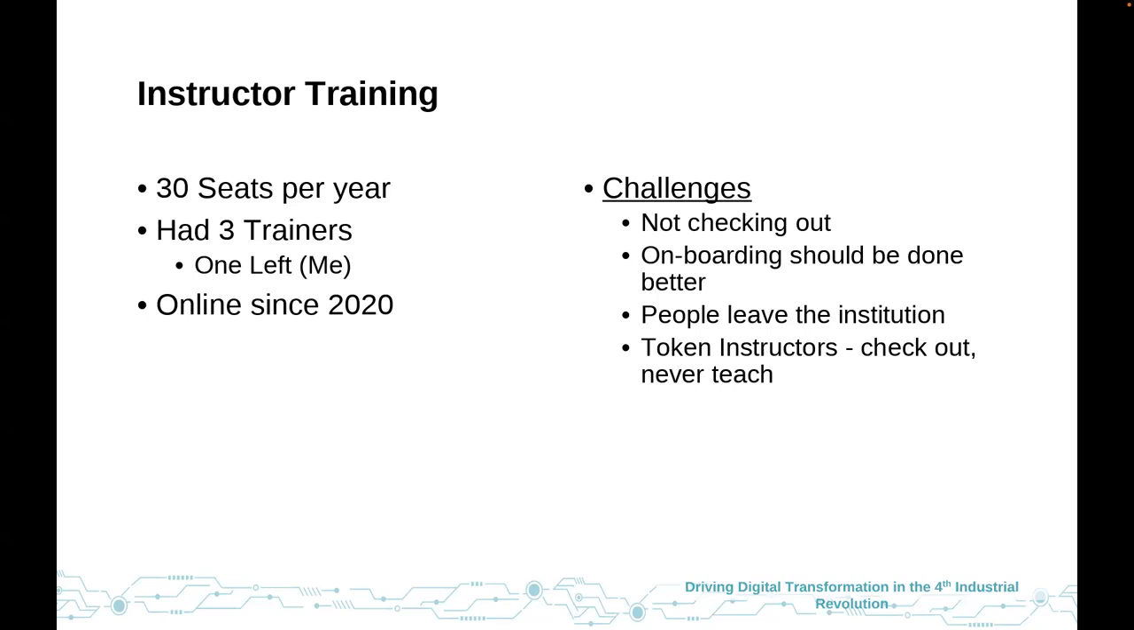Our onboarding, specifically the NWU's onboarding, I think should be done better. I think we need to communicate a little bit better and stay in touch a little bit more. We also have a lot of people that leave the institution, go and work in the industry, or go to other institutions. I call them token instructors. We have people that come to instructor training, do the whole training, check out, and then you never hear from them again, they never teach again. So it's like a tick box: boom, I'm an instructor now, and that's it.